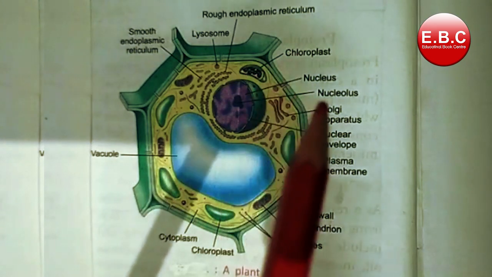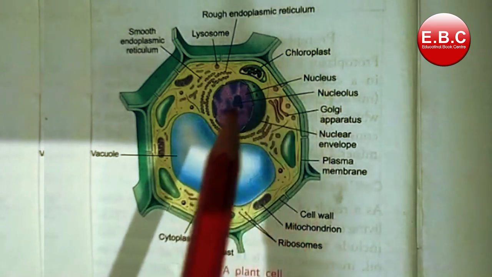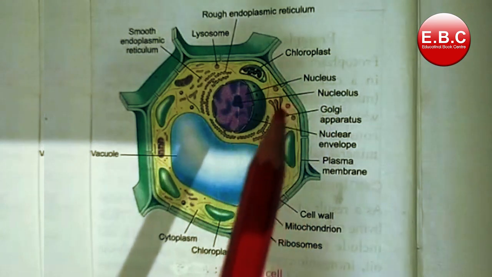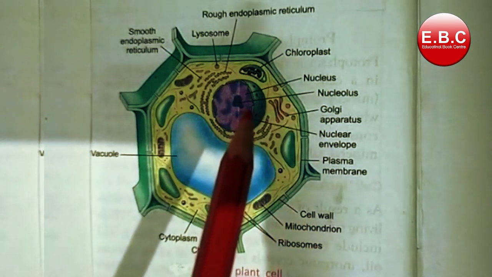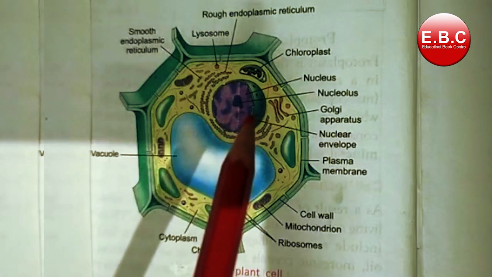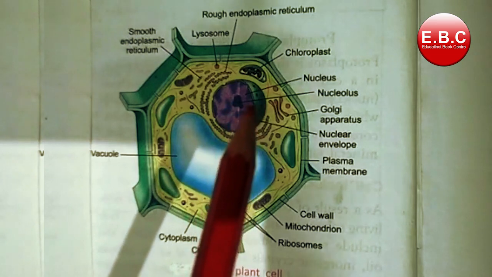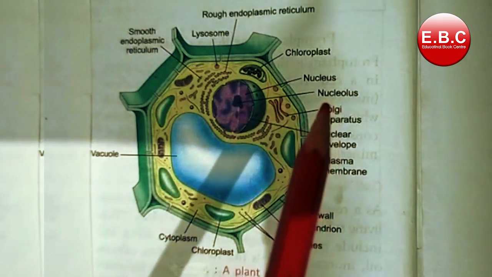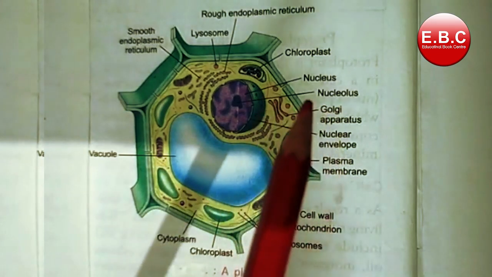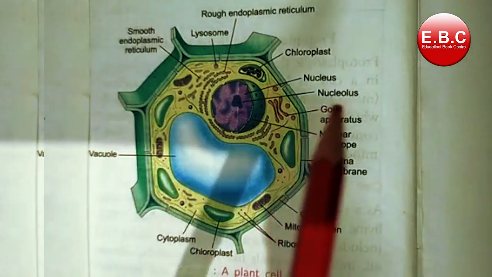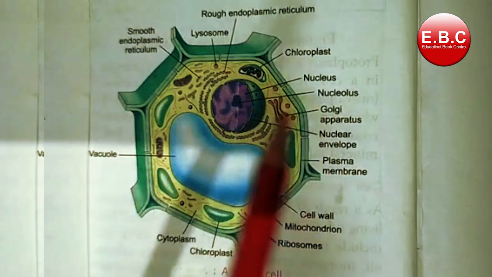Now, next comes the nucleus, which you already know controls all the functions in the cell. It also contains chromatin and DNA and helps in cell division. Next is nucleolus. So students, this nucleolus helps in the formation of ribosomes.